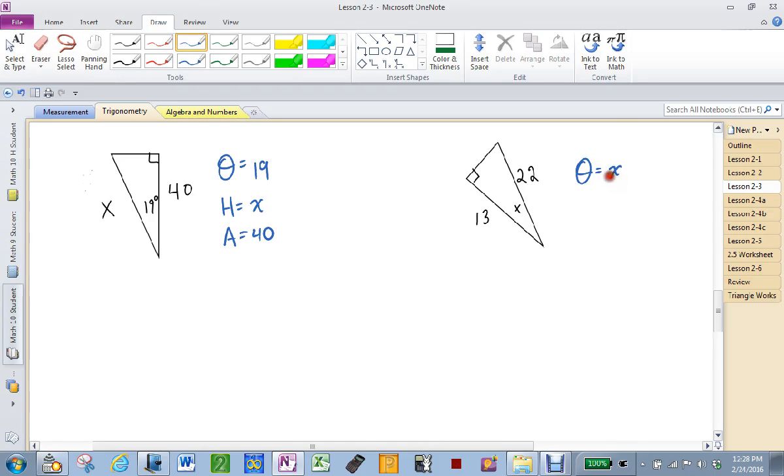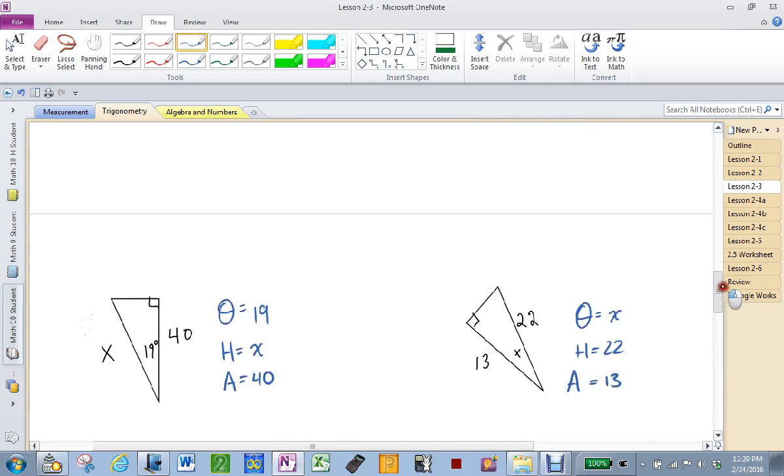No, it's x. What do I have? An h of 22. And what's 13? It's an adjacent because it's beside the x, but not the hypotenuse.